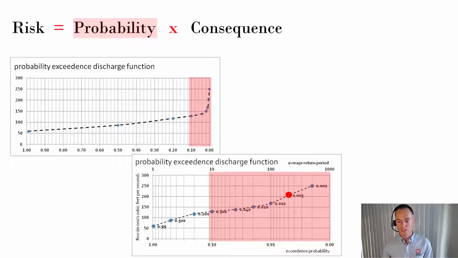What we take from this is that anything that results in changes in the frequency of discharge, so the probability part of the equation, can have a bigger impact on the change in risk than can a change in consequences.